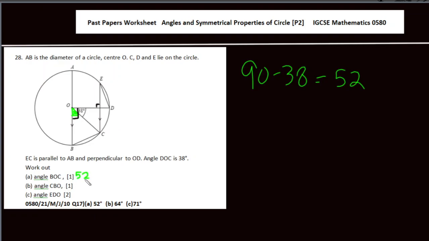Then we need angle CBO. So C to B to O, we need this angle. Now this is the radius and that's also the radius, which makes this an isosceles triangle, which means this angle is also the same size. So we can now find the purple angle by subtracting the green angle from 180 and dividing the answer by 2. 180 minus 52 divided by 2 gives us 64. So this is 64. Now we need angle EDO.